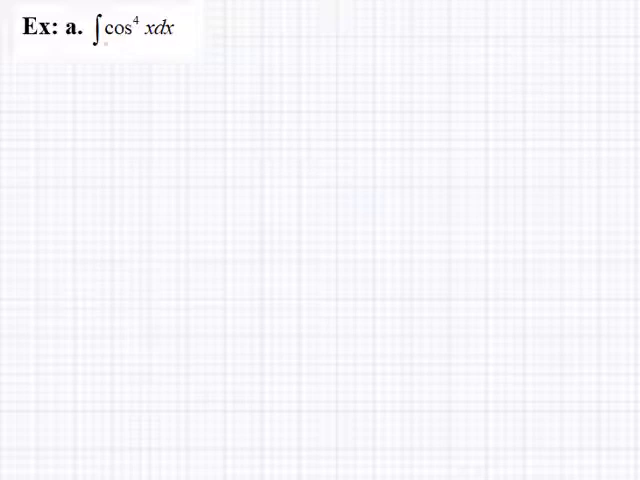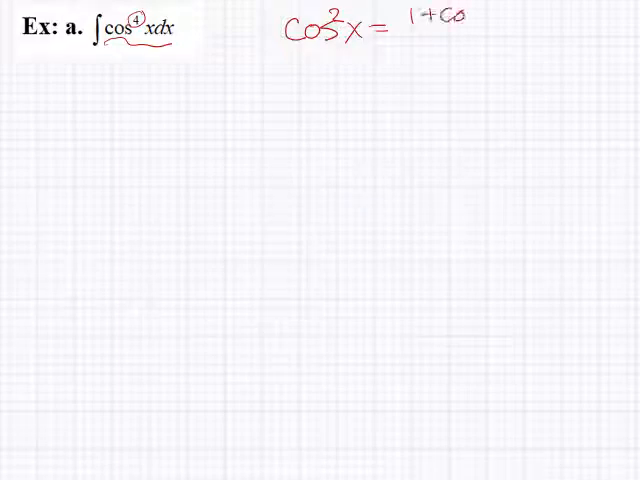In this case, all I have is a cosine. I don't even have any sines. So I have cosine to this even power. My only way to do this is to use the power reducing identity, which was cosine squared x equals (1 plus cosine 2x) over 2.